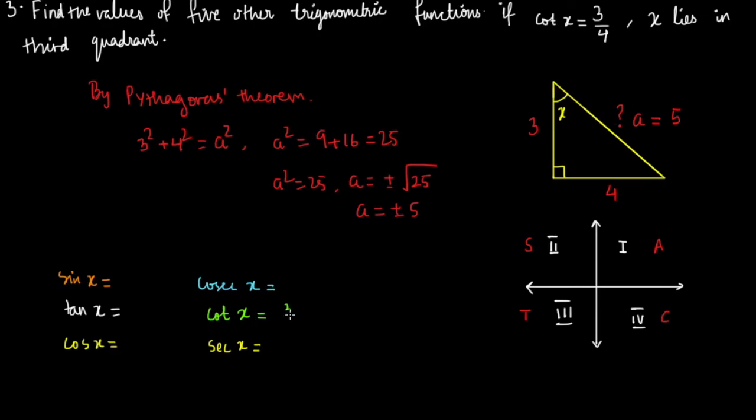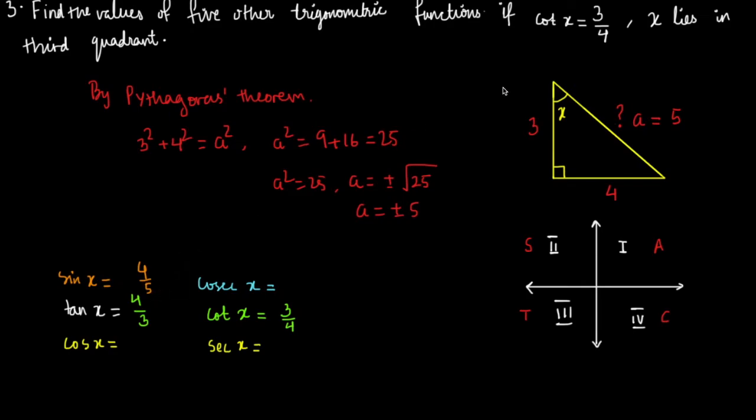So this is 3 by 4, which means tan x would be 4 by 3, because tan x is just the reciprocal of cot x. Next we have sin x. So the magnitude of sin x from this triangle, it looks like it is 4 by 5.